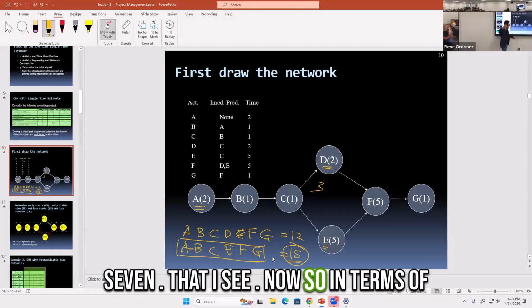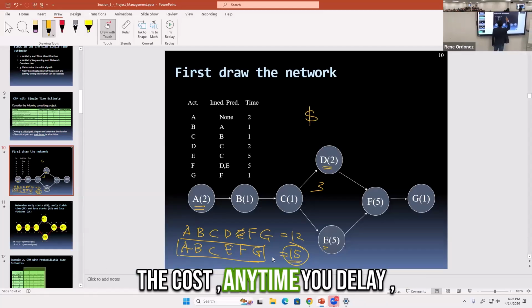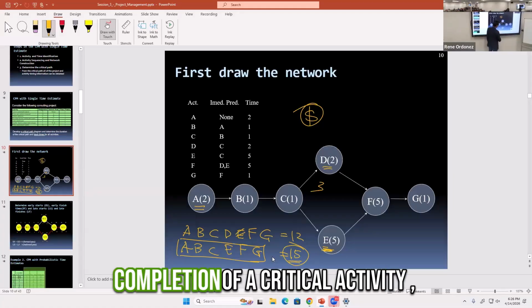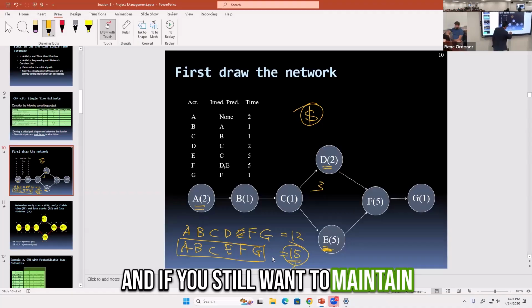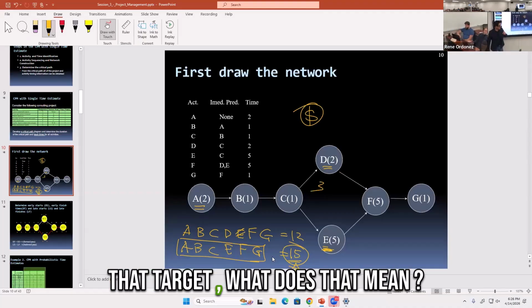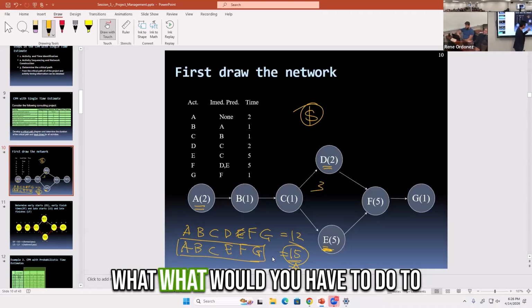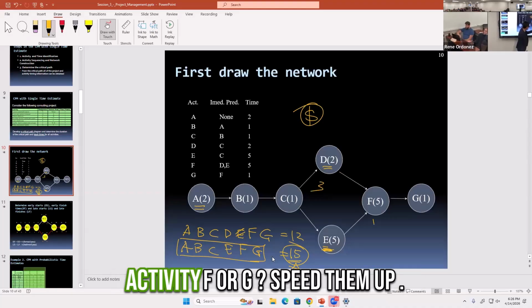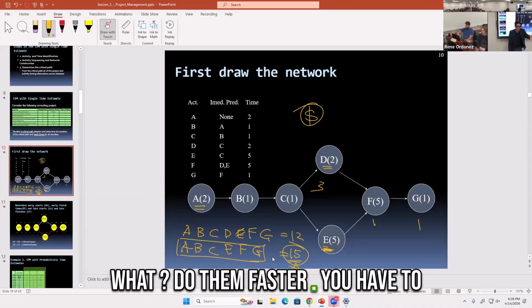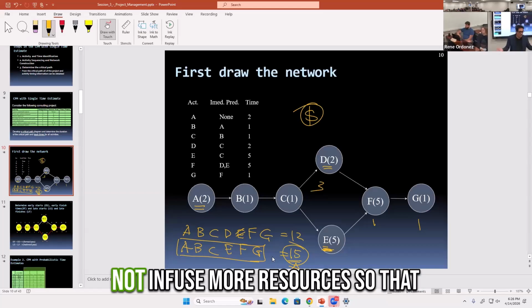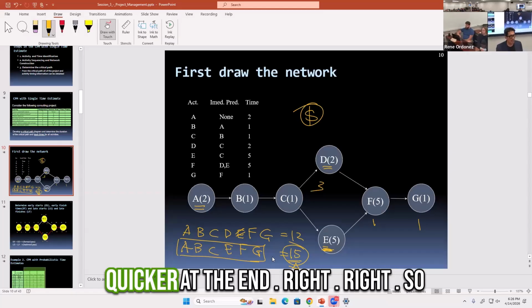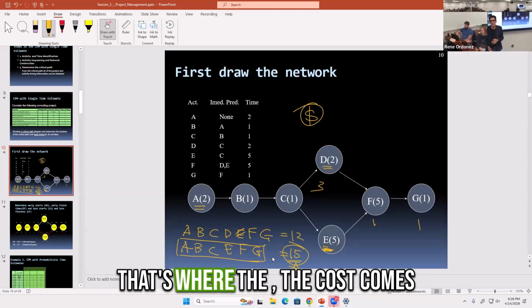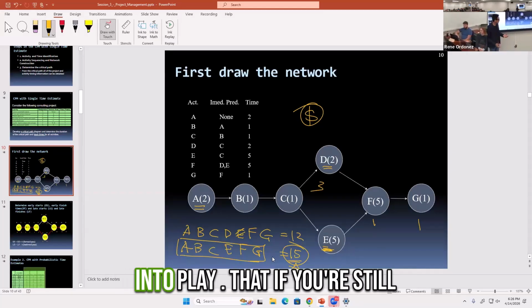Now, in terms of the cost, anytime you delay completion of a critical activity and you still want to maintain that target, what does that mean? What would you have to do to activity F or G? Speed them up. Do them faster. You have to infuse more resources so that you can somehow make it quicker, go quicker at the end. Right, so that's where the cost comes into play.